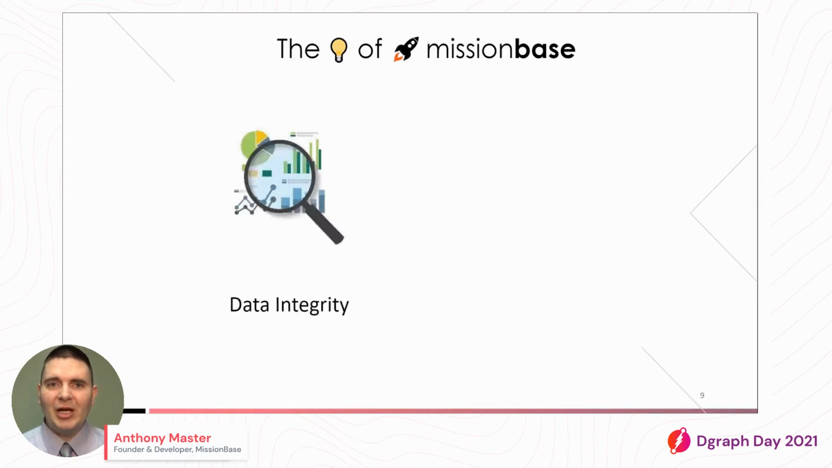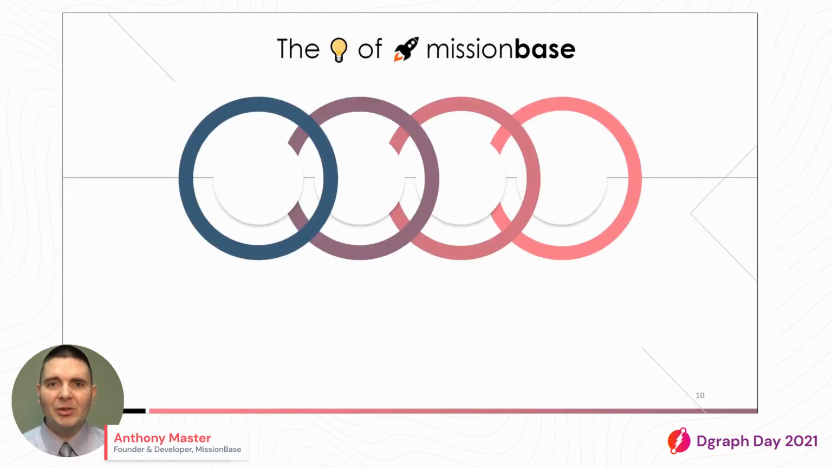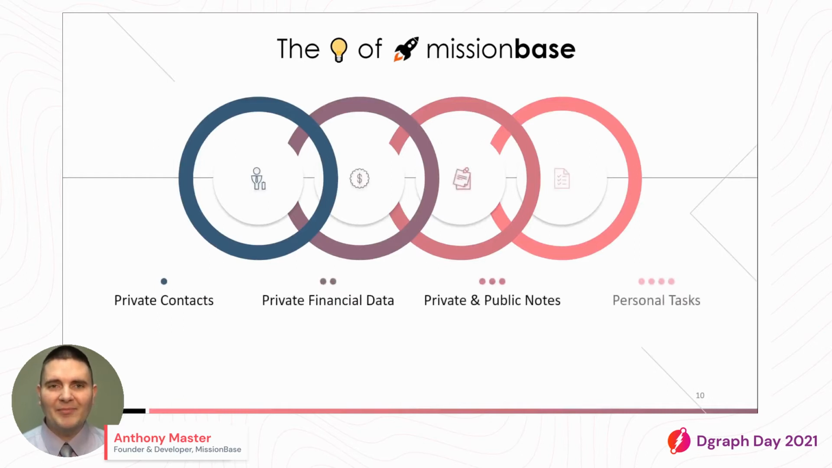The bigger issue at hand was data privacy. It was not clear at first the role that data privacy played in the user's needs. To understand this better, we had to look at our users' data. Along with a public address book, users also needed to store private contacts, private financial data, private and public notes, and personal tasks. All of these data points were linked together.